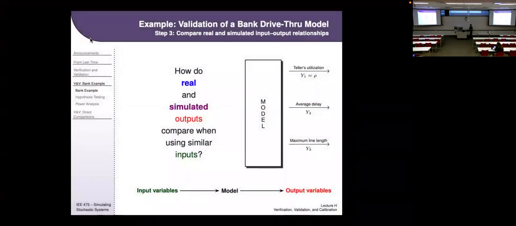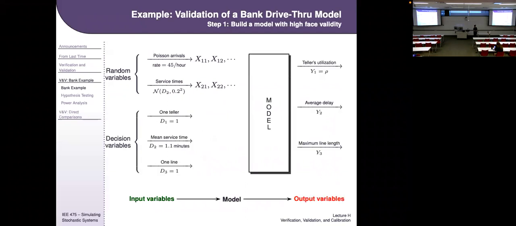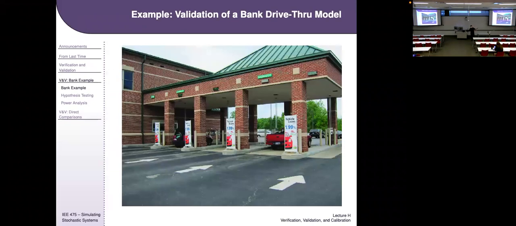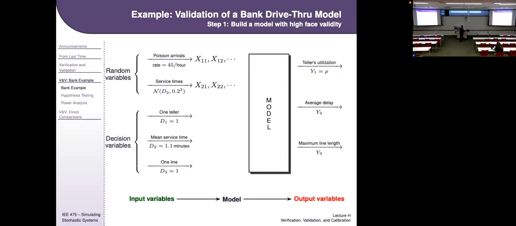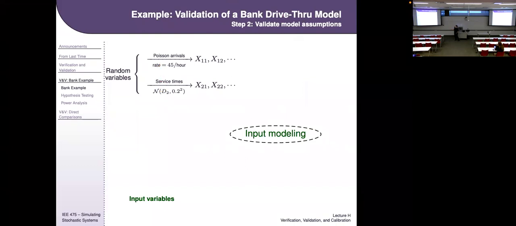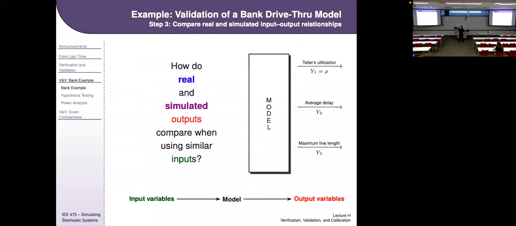We talked about this last time, this bank example where we're trying to model a bank. There are different variables in the bank: the inputs, the decision variables, the outputs. We use input modeling for the inputs. We simulate, get a bunch of output variables, and compare how the real system's outputs look against the simulated outputs, and that gives us confidence that our model is valid.